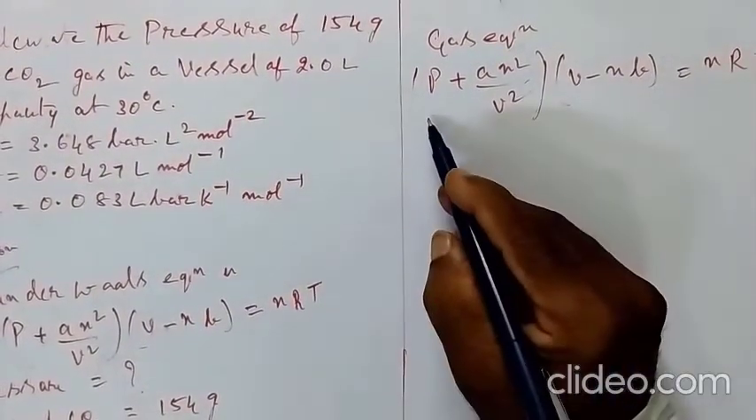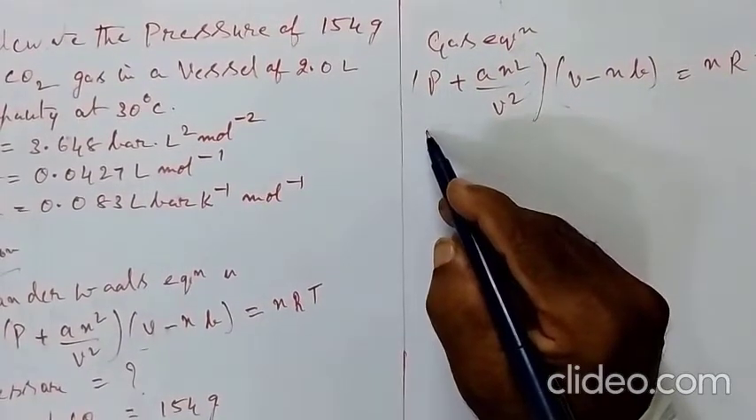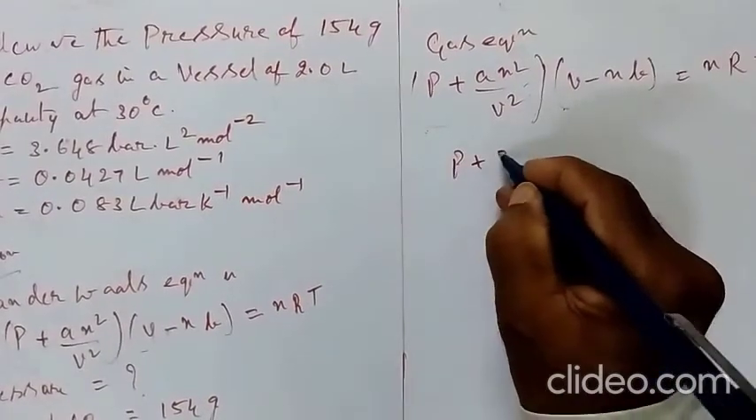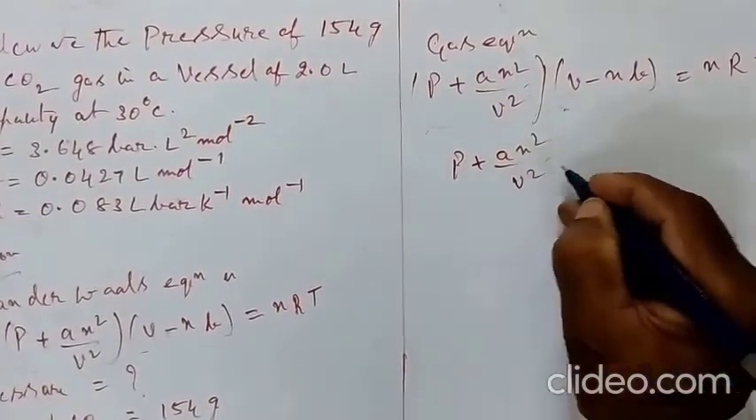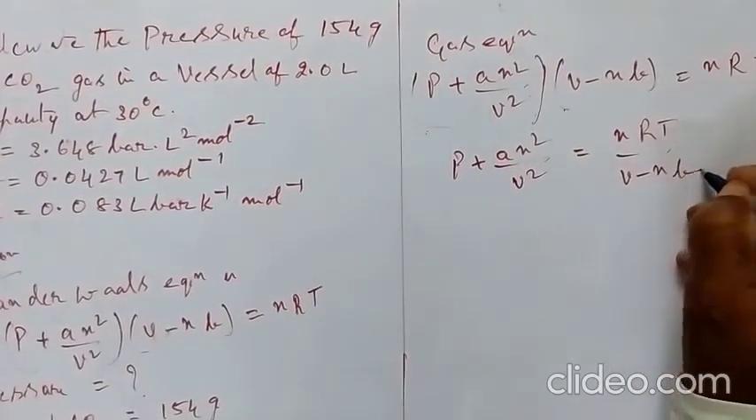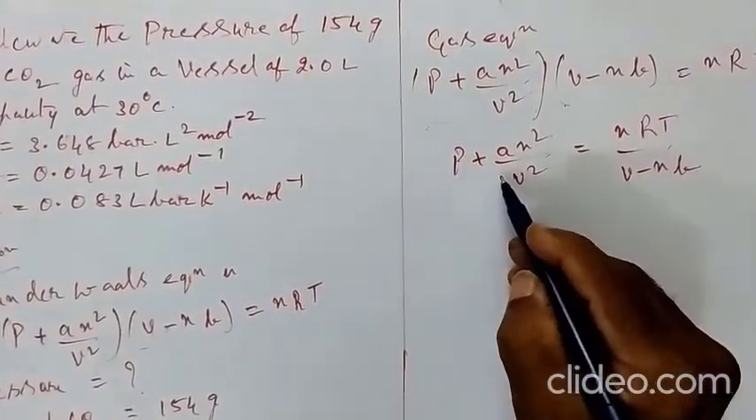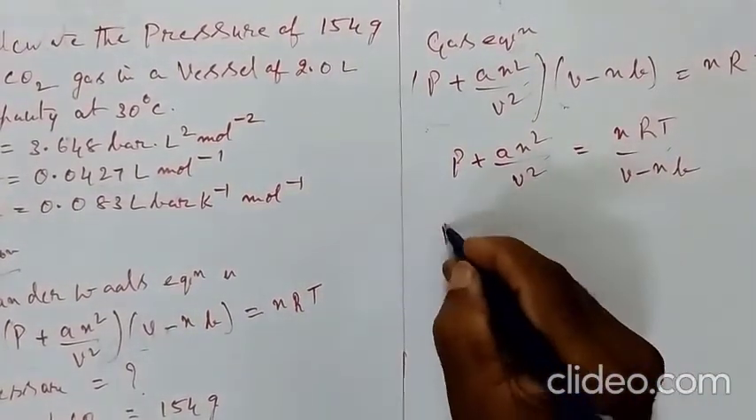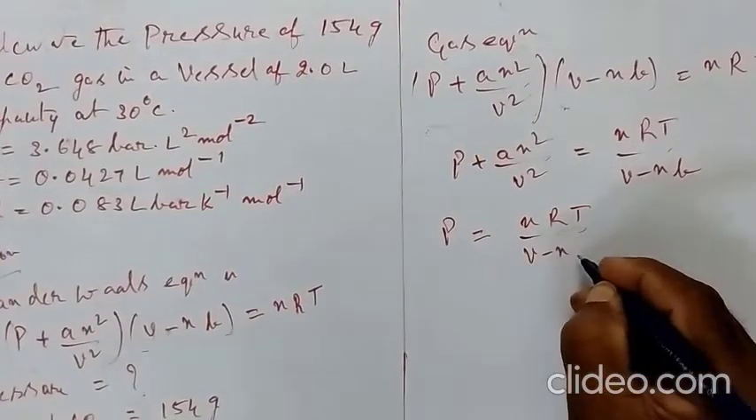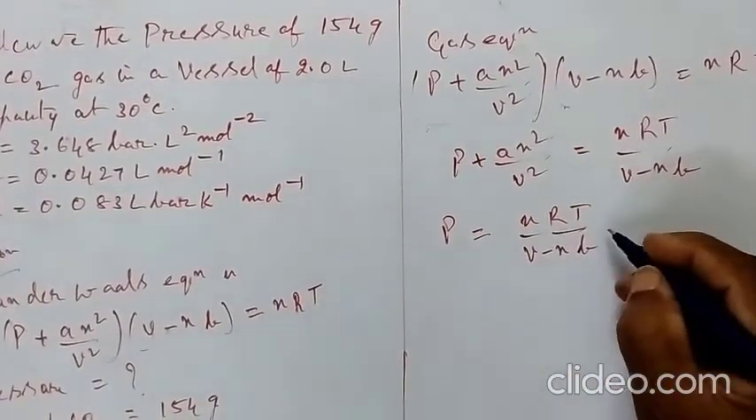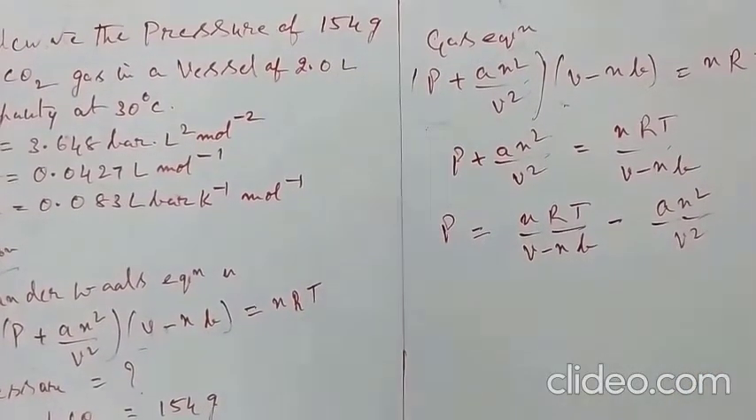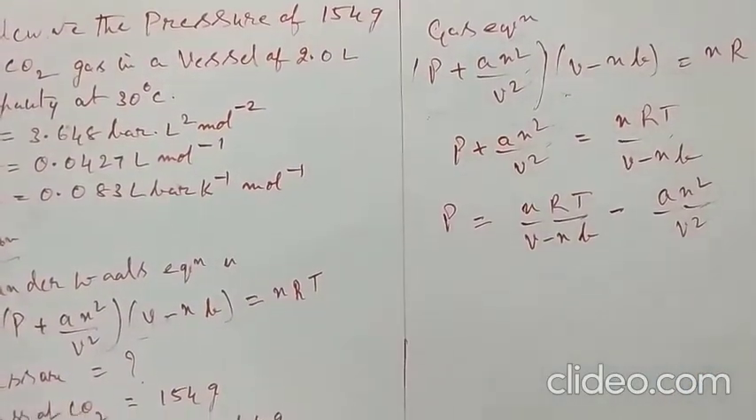The Van der Waals gas equation is P plus a n square by V square into V minus nb equal to nRT. Since here we have to find the pressure, let us rearrange this equation. Bring this multiplying factor to this side: P plus a n square by V square is equal to nRT by V minus nb. Now bring this a n square by V square factor to this side. Therefore P equal to nRT by V minus nb minus a n square by V square. Now let us substitute the values in this.